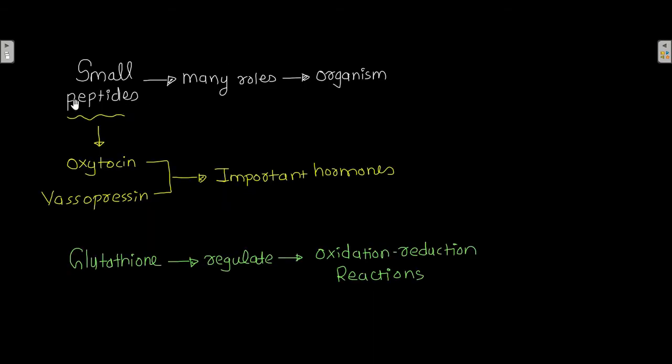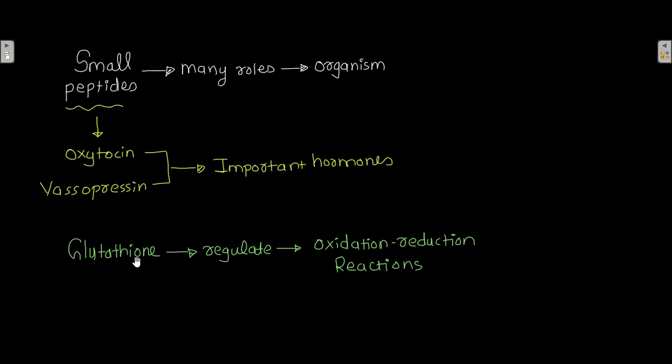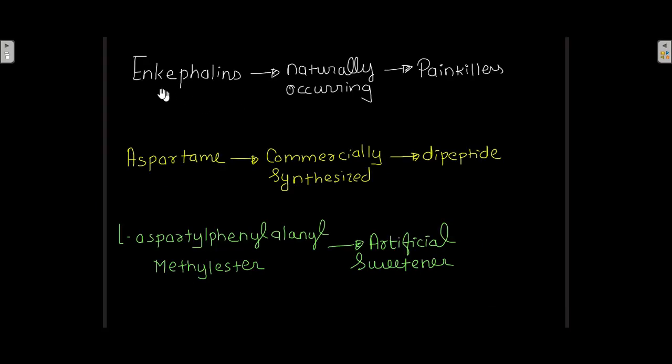Now, these small peptides have many important roles in an organism. Consider oxytocin and vasopressin. These two are small peptides, and they are important hormones. Glutathione is also a small peptide, which regulates oxidation-reduction reactions. Then you have enkephalins, which are also small peptides and are a naturally occurring painkiller.